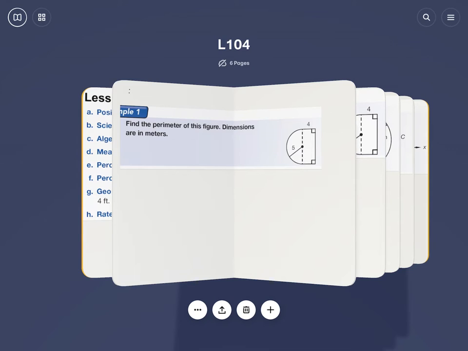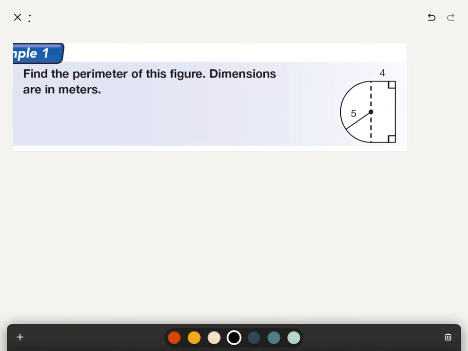For the problem, what should we use pi as? 3.14 or 22/7? 3.14. Okay. Yeah. Okay, so find the perimeter of this figure. Dimensions are in meters. So let's take a look at this. We know what the radius is, and we know the value of that little section.